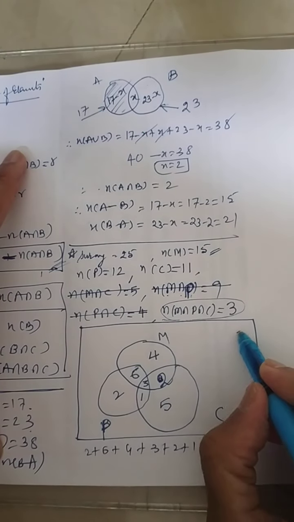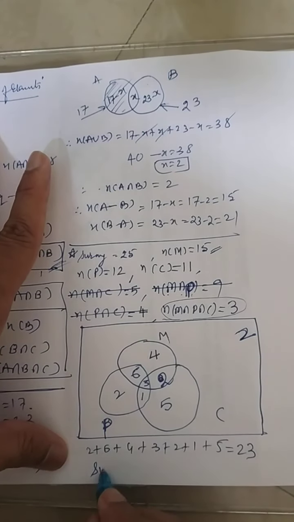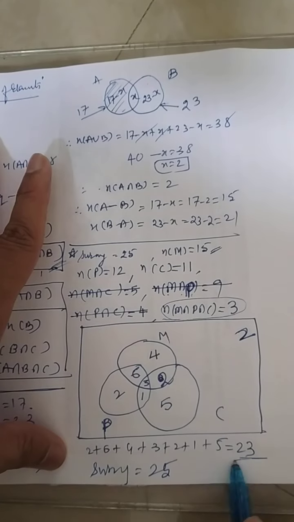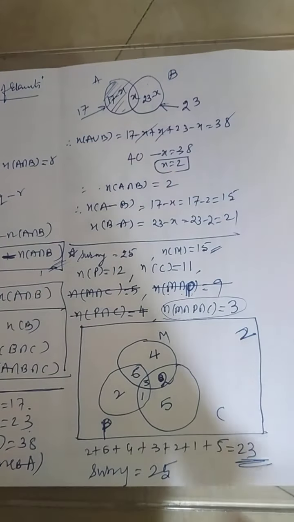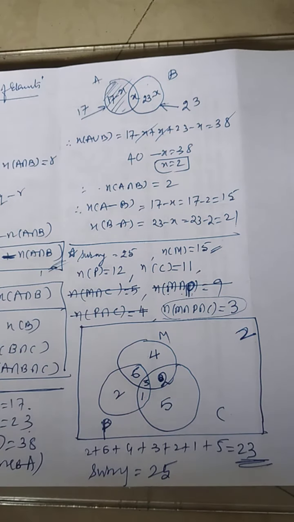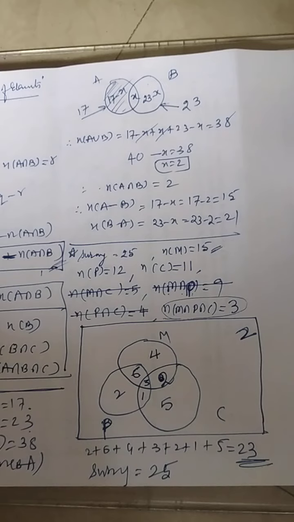How many students are outside? 2. Why have I written 2? Because the survey has been conducted for 25 and out of that 23 are in this section, so 2 must be outside. So first, keep the Venn diagram ready. Now we'll start answering the questions one by one.